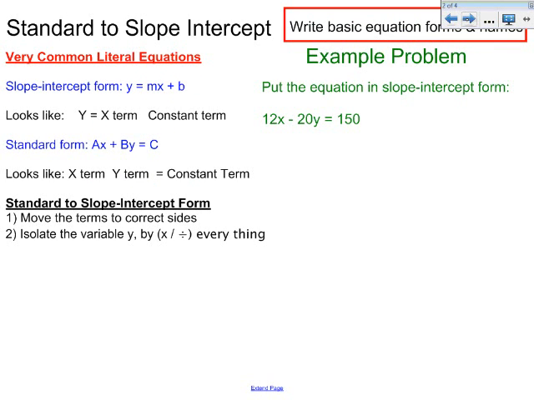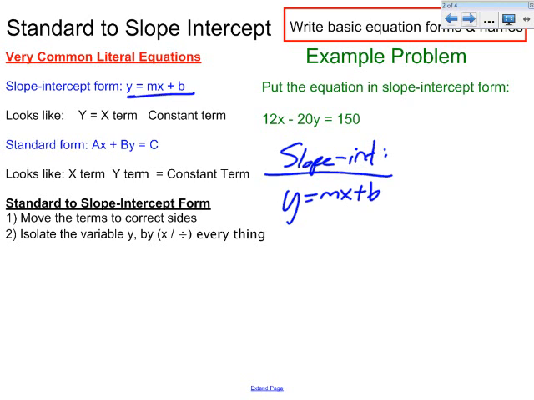So whenever you're dealing with slope-intercept form or standard form, what I recommend is to write down what the different forms are. This helps us remember which is which. So slope-intercept form again is y equals mx plus b. You have your y term, then an equal sign, then an x term, and then your constant term. Alright, and that's what slope-intercept looks like. It's y equals something x and then something, some number.